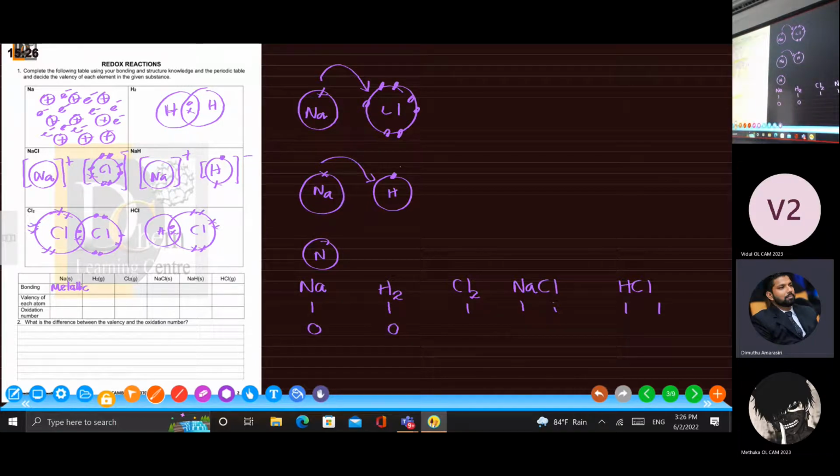Hydrogen's oxidation number is 0. Chlorine's oxidation number in chlorine gas is also 0. Right? Sodium's oxidation number in sodium chloride is +1. So +1, what do you feel chemically? It's a metal. Good. But not always.